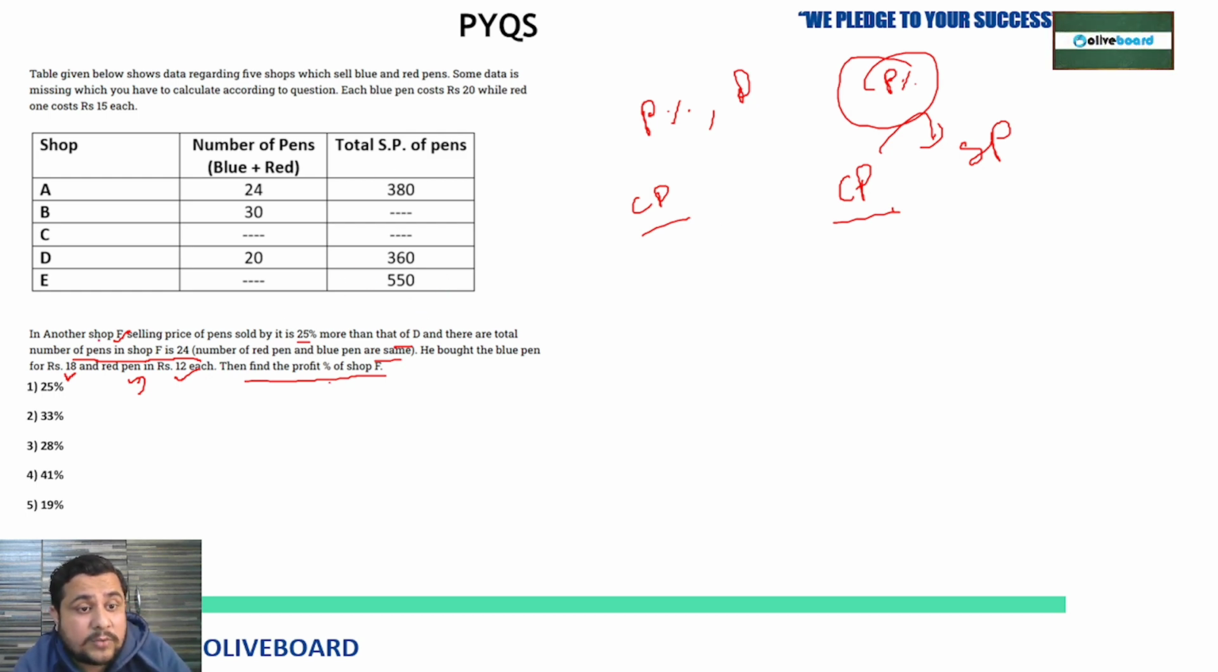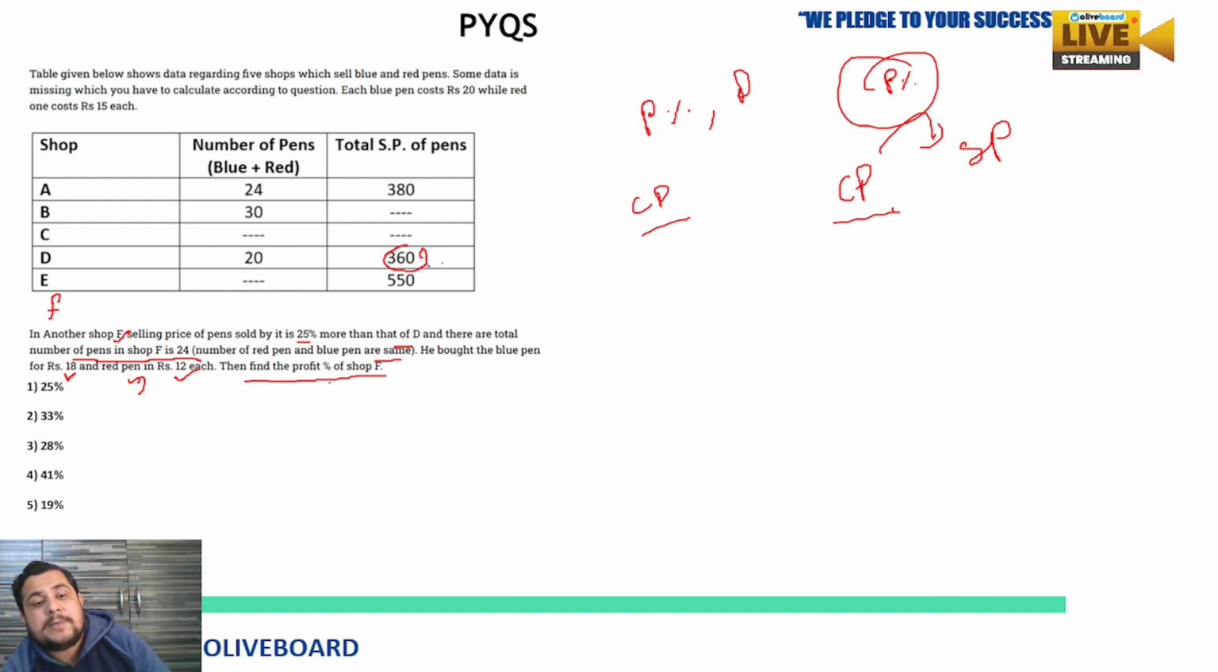And they are talking about what? Another shop F. So we are putting another shop F. Okay, fine. Now, the selling price of pens sold by it is 25% more than that of D. So D's selling price is 360. So 25% more means 1/4 more than D. So 360 upon 4 means 90. So just add 90 to it, 360 plus 90. So we'll get the selling price of shop F, total pens selling price. So that would be 450.